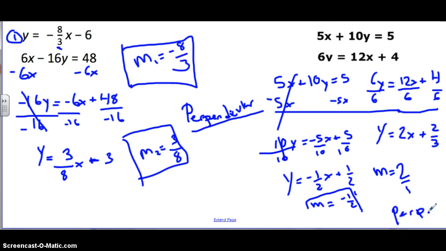All right, that's it for this lesson. Remember, you have to put everything in y equals mx plus b form.